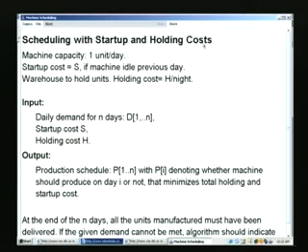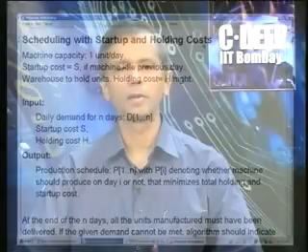Okay. Let me define this problem for you. In this problem we are given a machine which has the capacity of producing 1 unit of something, whatever it is, per day.